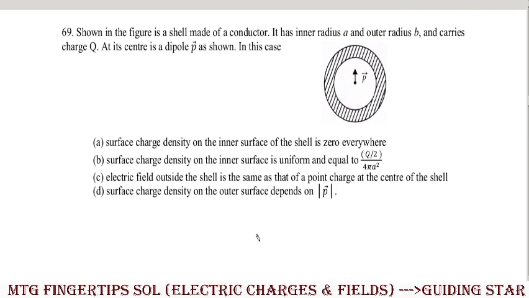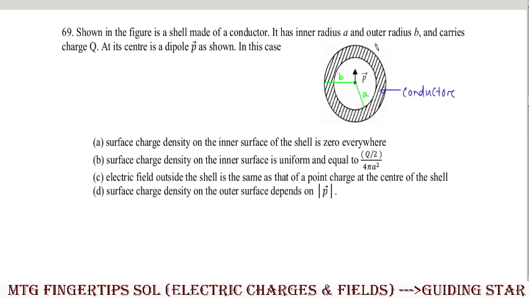Moving to question number 69, it's saying that shown in the figure it is a cell made of a conductor. This is clear. So this is a cell which is made of a conductor. It has inner radius A and outer radius B. That means this particular value is A, and the outer radius, this particular value is B, and it carries a charge Q.